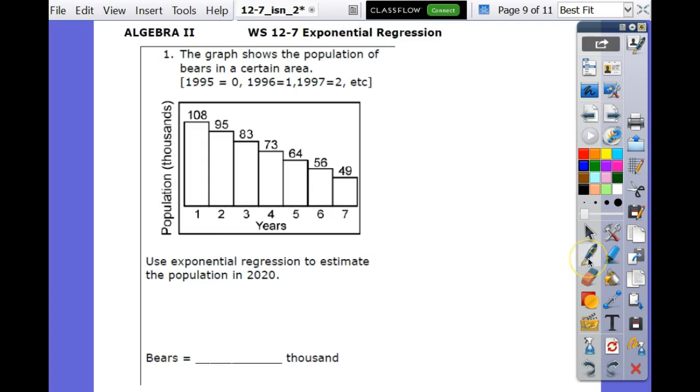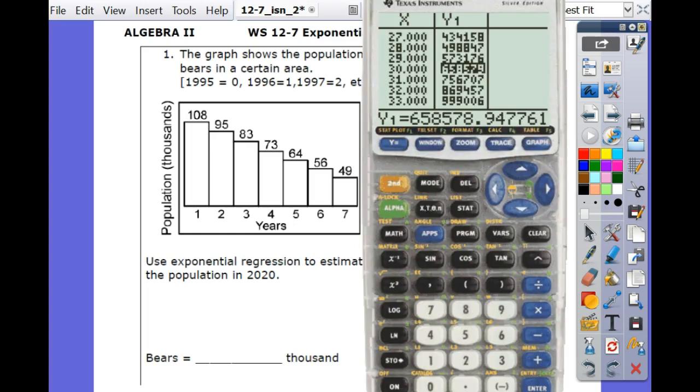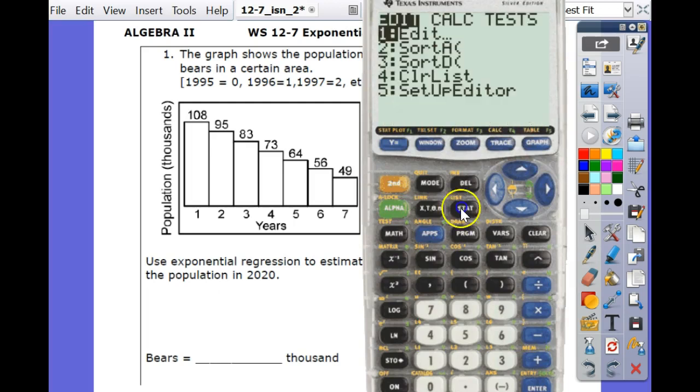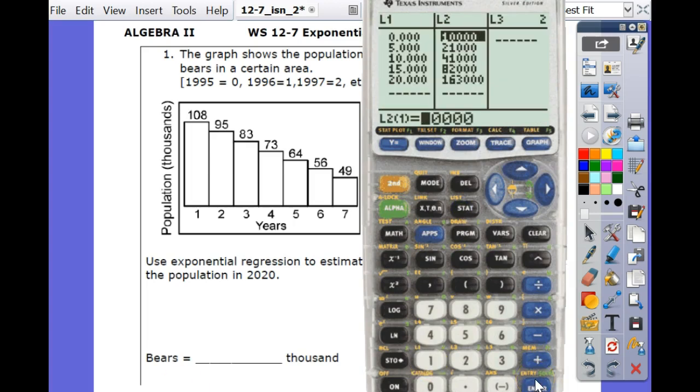Okay, so the next problem we're going to do is on your homework paper. Please look at your homework worksheet. Instead of having my info in a table, I have my info on a graph. Now, I showed you how to clear the data. I rarely actually clear the data. Most of the time, I just type over the data. So I am going to go to stat 1, enter.